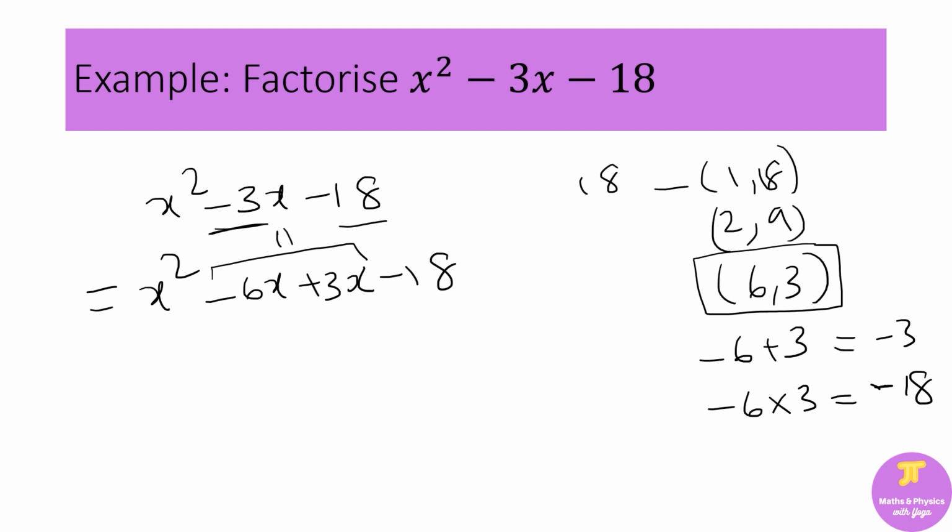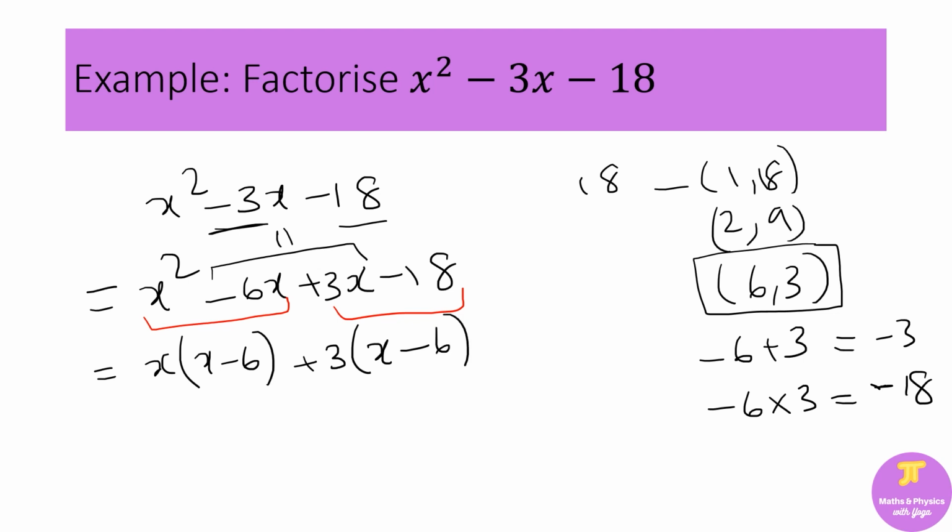Because if you look at this, minus 6x plus 3x is equal to minus 3x. And now what you do is you take two terms at a time. What is the common factor between x squared and minus 6x? If you take x out, you get x minus 6. And in the second term, what is the common factor? You have 3 here, you have 18 here, so 3 is a common factor. So you can take plus 3 outside.